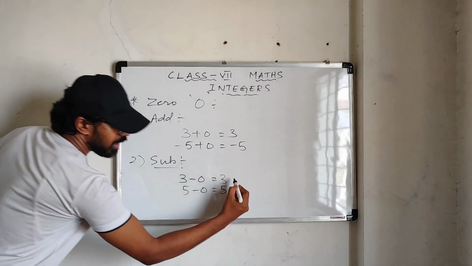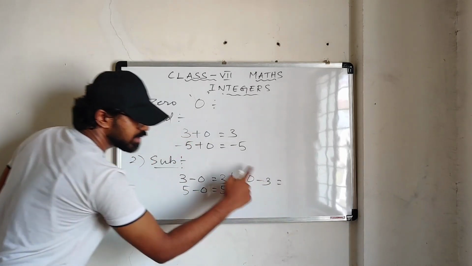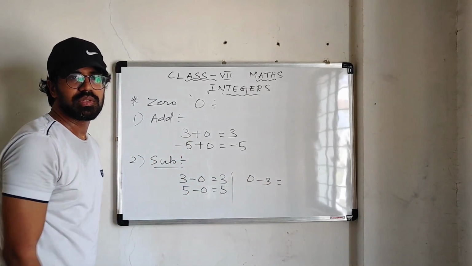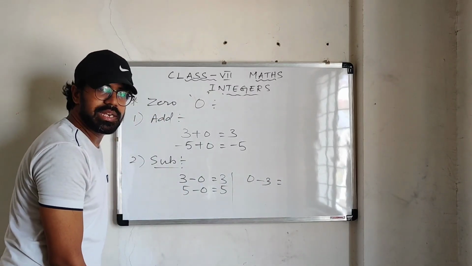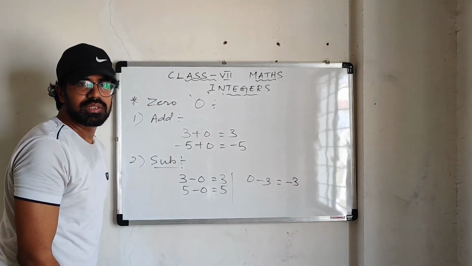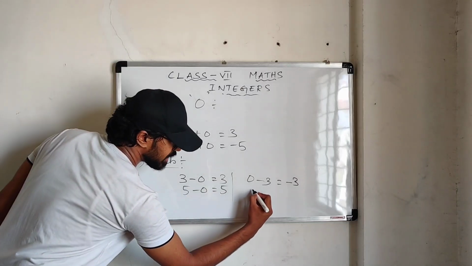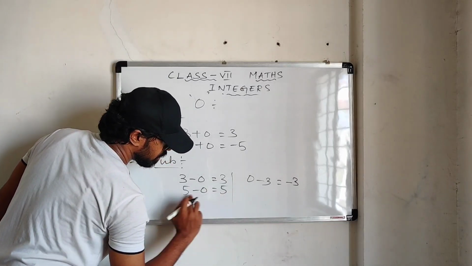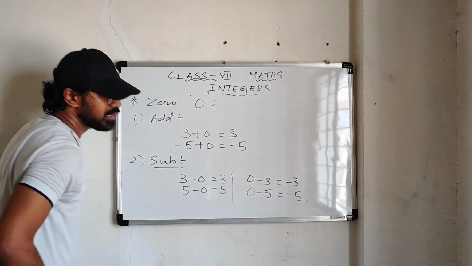What if I subtract 3 from 0? What if 0 is in the first term and 3 is in the second term? Will you be getting the same answer over there? No. So what will you be getting in that case? You will be getting minus 3. So 0 minus 3 is minus 3. And over here also it is the same way. If I do 0 minus 5, you will be getting minus 5.